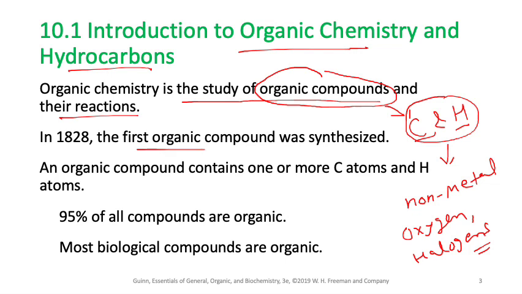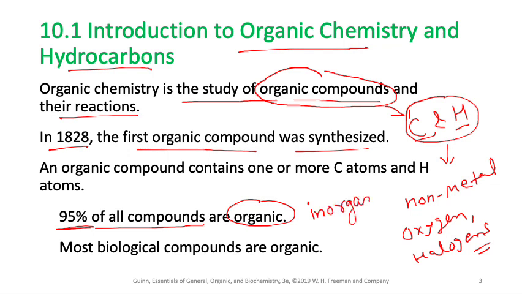And the first organic compound was synthesized in 1828. And at least 95% of the known compounds are normally organic in nature. The rest, about 5%, are inorganic compounds. And most of the biological compounds that we know of are organic in nature. We're going to talk about this in a while.